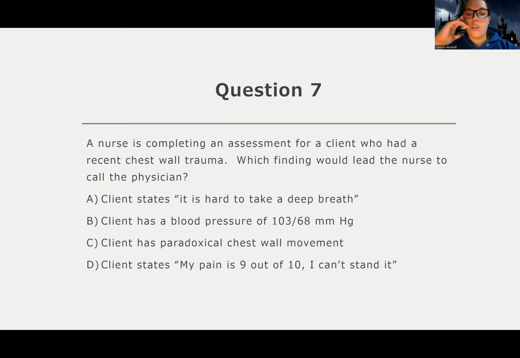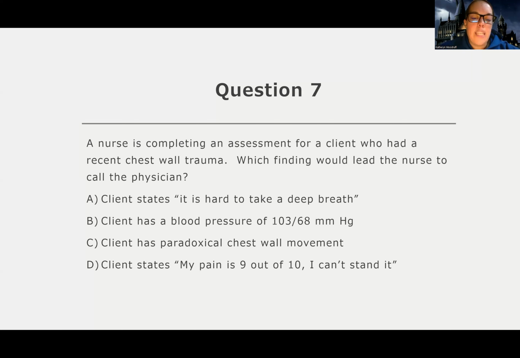Client has paradoxical chest wall movement. Paradox is something that's opposite of what it's supposed to do, so that already tells me there's maybe something not right. Their chest wall movement, something is off. No, I don't like that. That sounds like it could be a problem. And I'm generally thinking of something called flail chest, but I'm going to keep that one there. It's my top option so far.